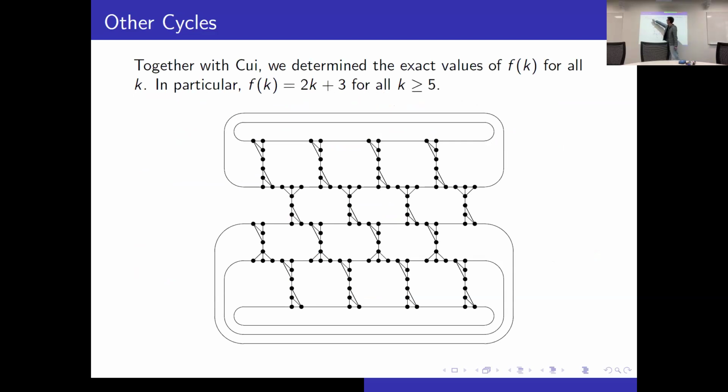Together with my colleague Tait, we actually determined all the exact values of f(k). For all k at least 5, we proved that f(k) is 2k plus 3, which means that if we have a polyhedral graph, and that graph has some cycle of length at least k, then you can find some cycle length not far away from k, because between k and 2k plus 3, there is some cycle length.